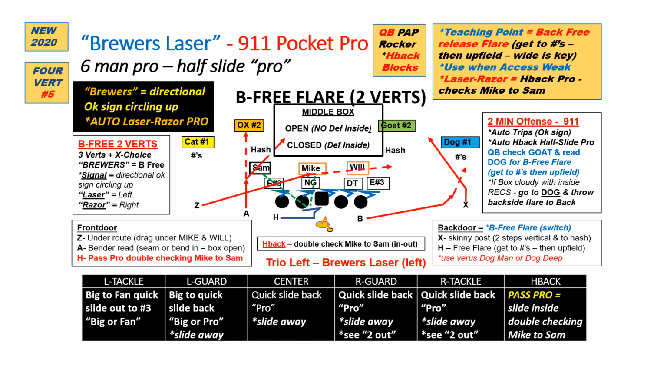So we're still going to look for the A and the X running up the seams in the middle. If we don't like it, we've got the Z dragging underneath to the back with the wheel up the backside to a back shoulder fade there. Again, Cubs laser, or Brewers laser, gives us a chance to get the back free releasing.